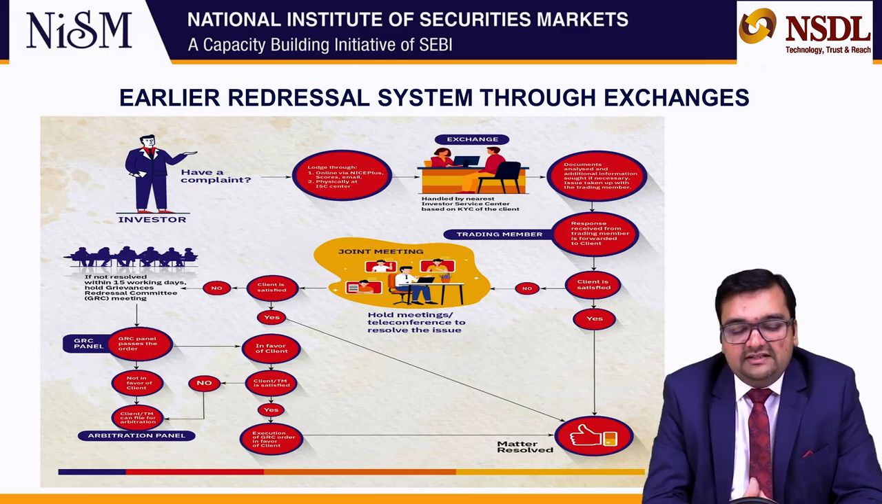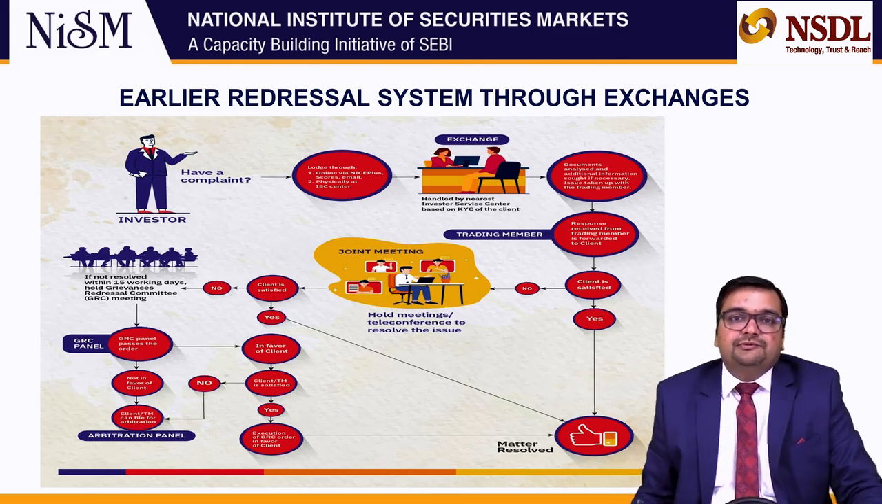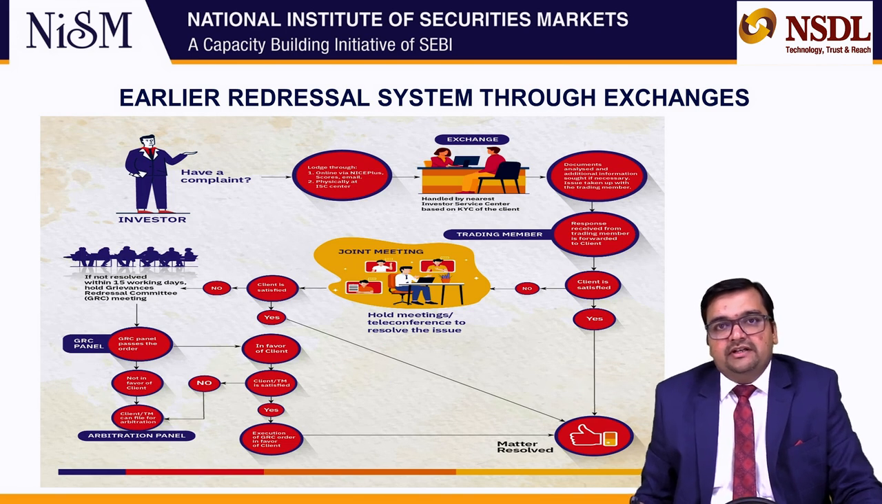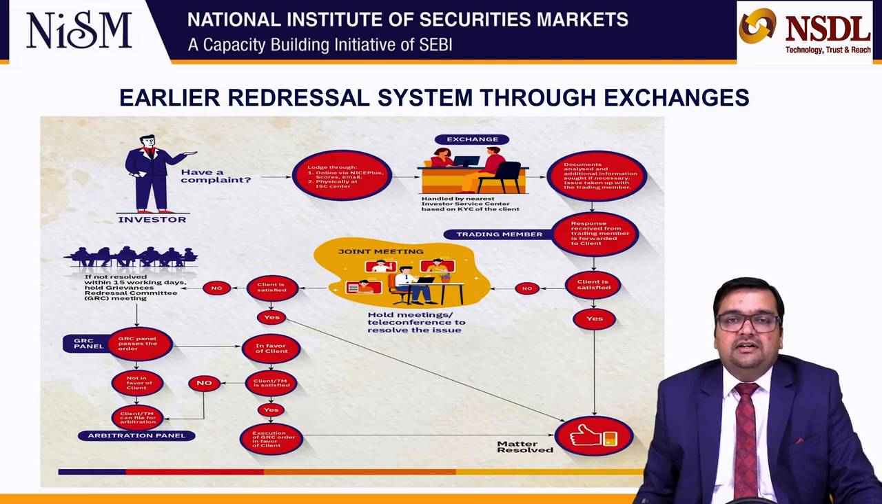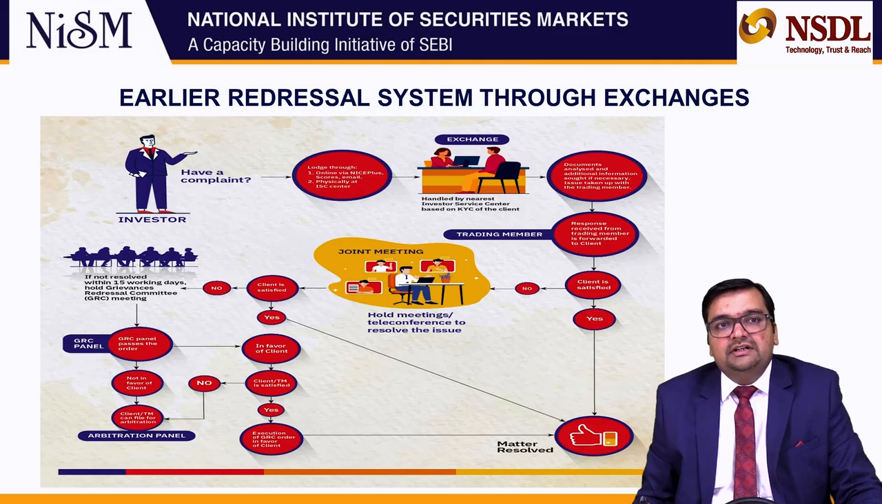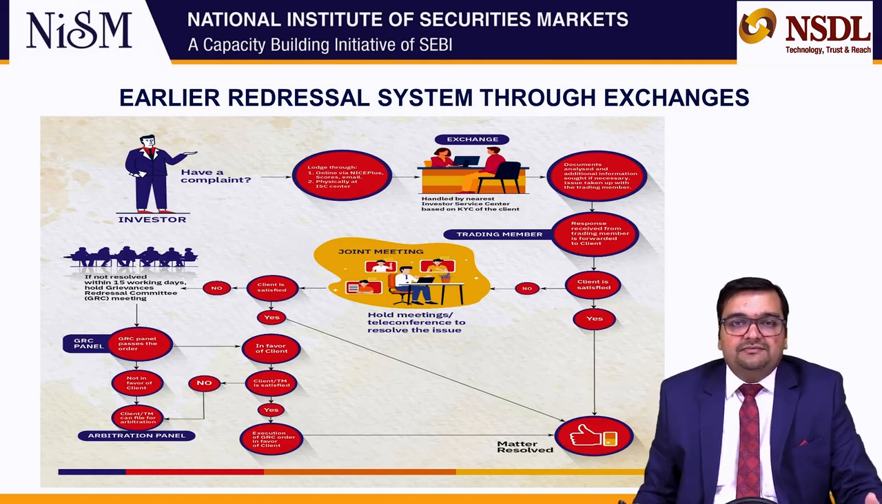If the complainant is still not satisfied with the outcome of the investor grievance committee, then he can request for referring the matter to arbitration. The arbitrator will conduct the hearing of both the parties and finally pass an award. In case the complainant is again unsatisfied with the award, then he can request for an appeal before an appellate arbitration. The appellate arbitration tribunal will once again hear the matter and finally pass the award. So this was the earlier mechanism which was conducted by the exchanges.